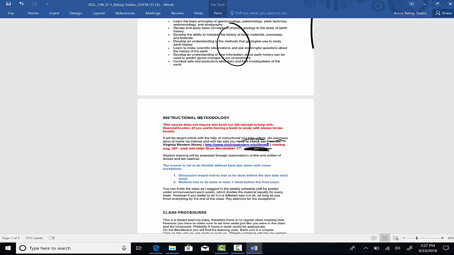This course is set to be flexible. It is important that you know that this is flexible without hard due dates, but there are some exceptions. One is the discussion board, and I'm going to show you the discussion board in just a minute. That has to be done every week before the week is over. The other one is that the midterm has to be done at least 1 week before the final. So those are the 2 exceptions. Other than that, the course is pretty flexible. You can finish the class, however, as I suggest, in the weekly schedule. So it's going to be equally distributed throughout the 16 weeks.